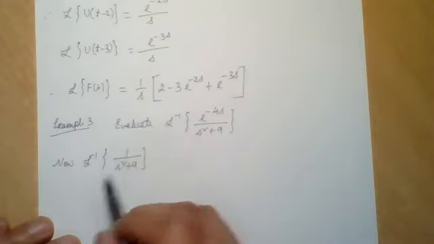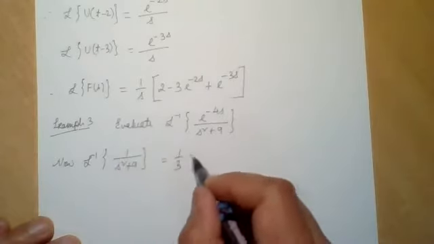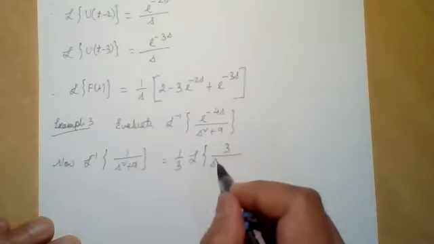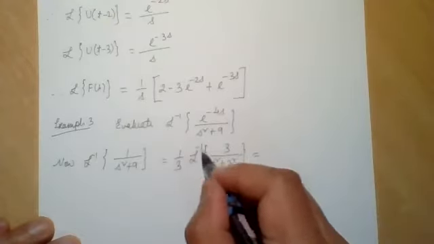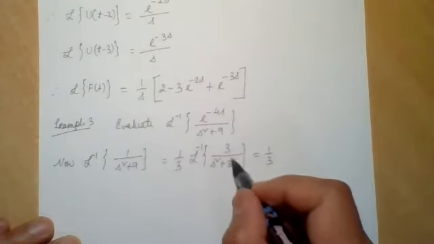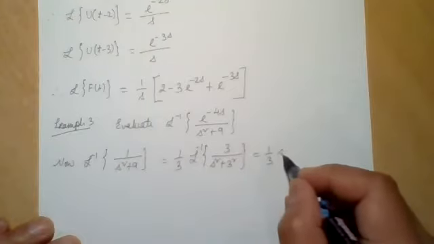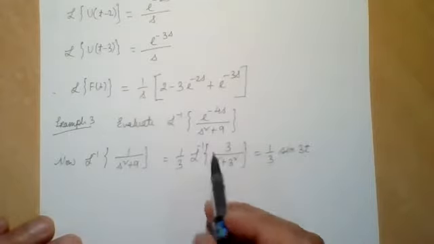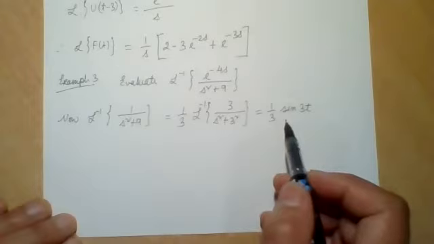So what can we do? We can multiply and divide by 3. So this is 1 by 3 inverse Laplace transform of 3 divided by s square plus 3 square. The inverse Laplace transform of 3 by s square plus 3 square is sine 3t. So the inverse Laplace transform of this is 1 by 3 sine 3t.